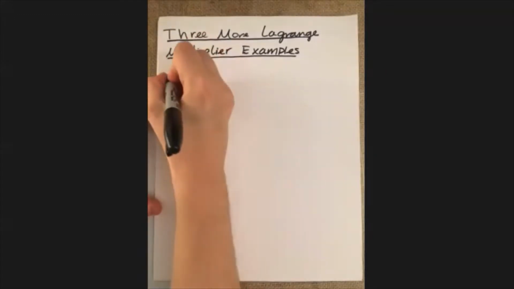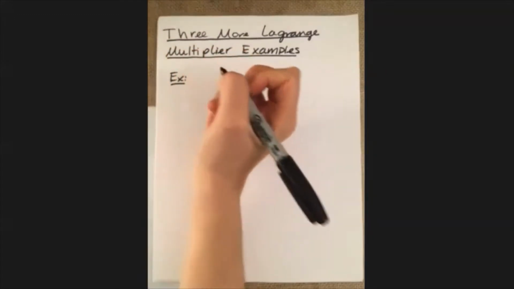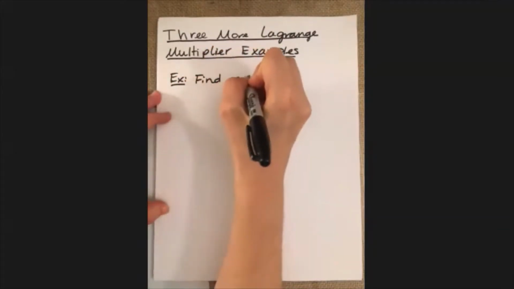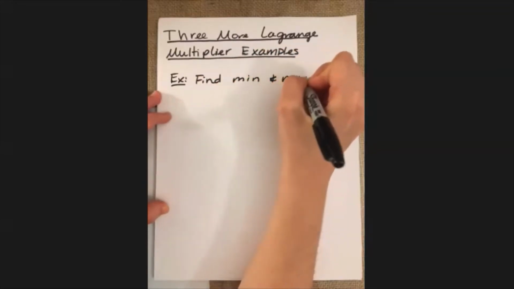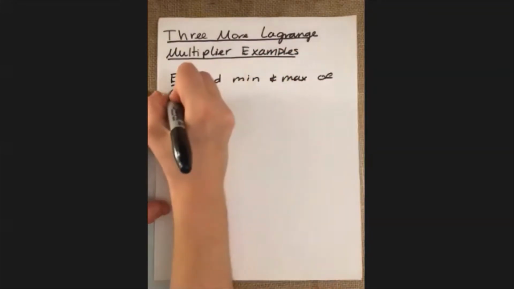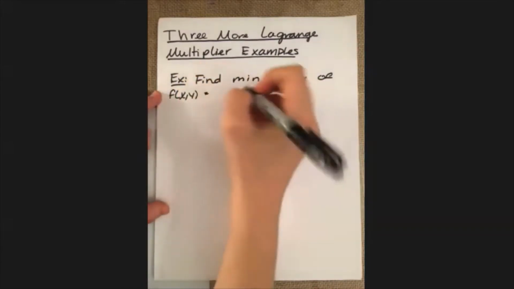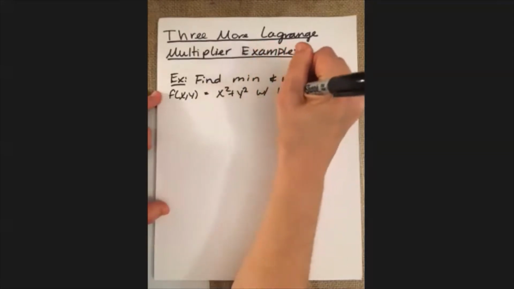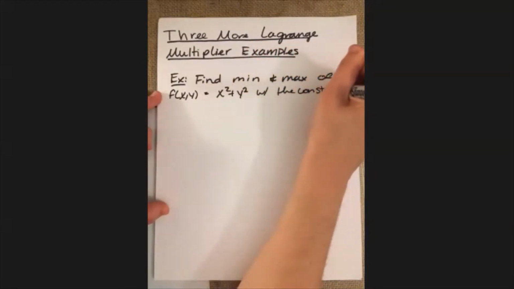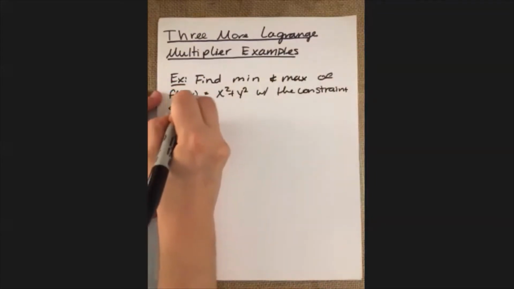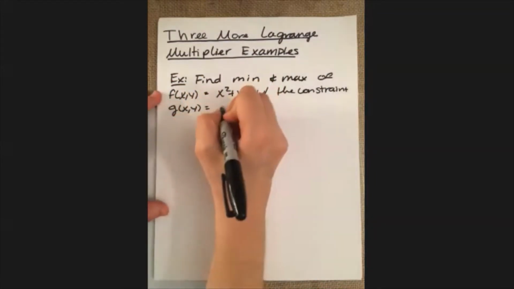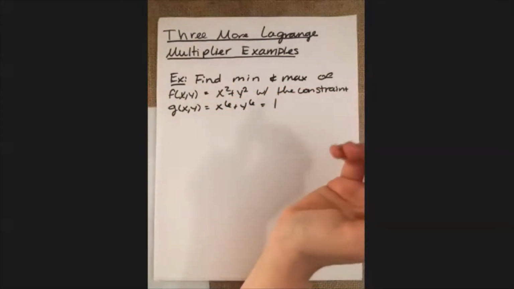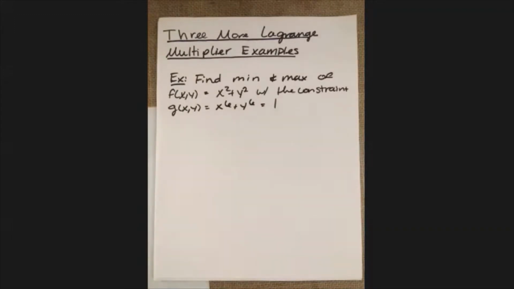Our first example here, we want to find the minimum and maximum of f of x, y equal to x squared plus y squared with the constraint of g of x, y equal to x to the sixth plus y to the sixth, which is set equal to 1. Okay.